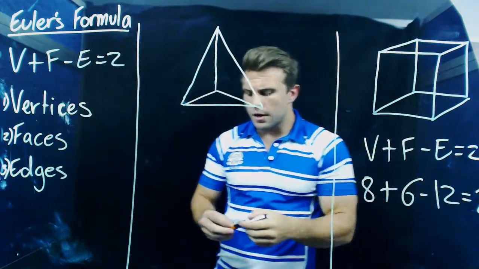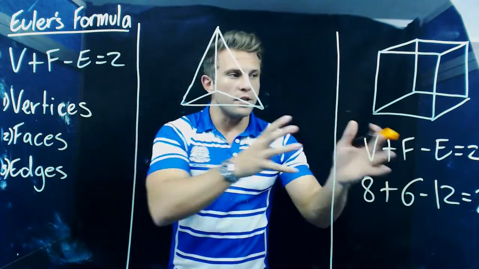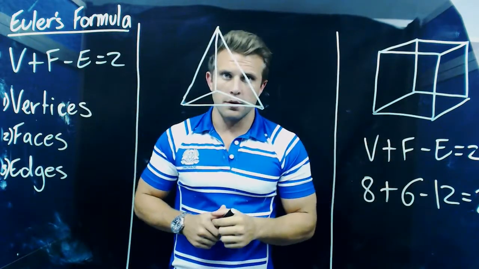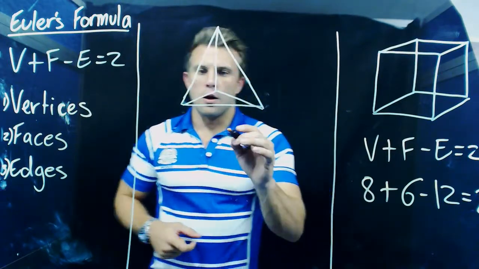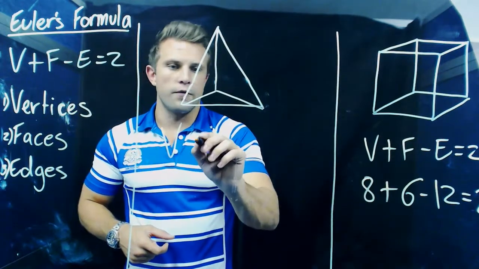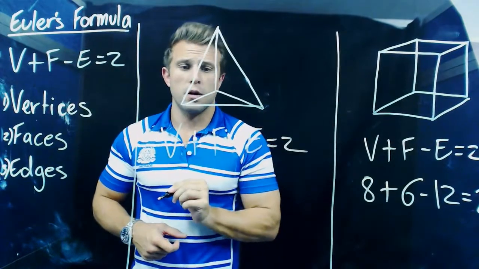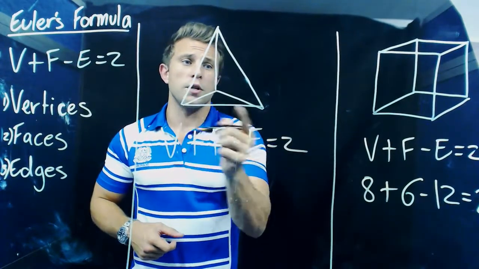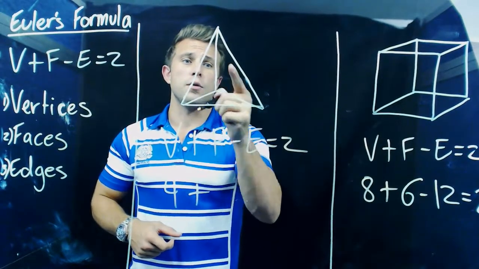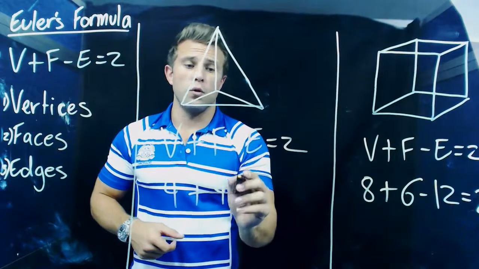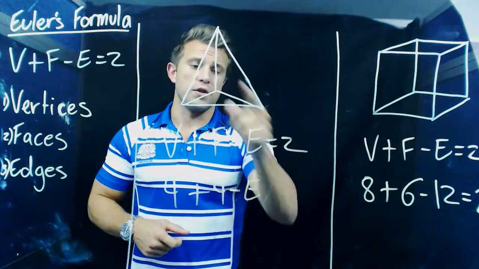Now this is a different 3D shape. We will apply this same formula to this shape. This one we call a tetrahedron. Let's write our rule first: V plus F minus E equals 2. Vertices, how many vertices? 1, 2, 3, 4. We've got 4 here. Plus faces, 1, 2, 3, 4. 4 plus 4, minus edges. Let's have 1, 2, 3, 4, 5, 6.